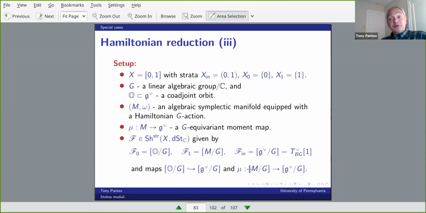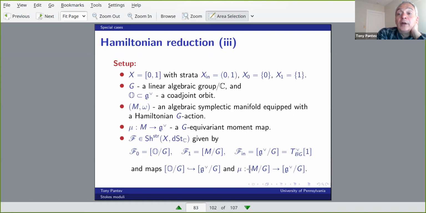Hamiltonian reduction is a special case of the push-forward theorem. So if you take the stratified space to be the closed interval with the same strata as before, 1 open and 2 closed, and you take a linear algebraic group G and a coadjoint orbit, O, and you have a symplectic manifold, an algebraic symplectic manifold, equipped with a Hamiltonian G action. So it has an equivariant moment map. Then this gives you a constructible sheaf of derived stacks on the interval.